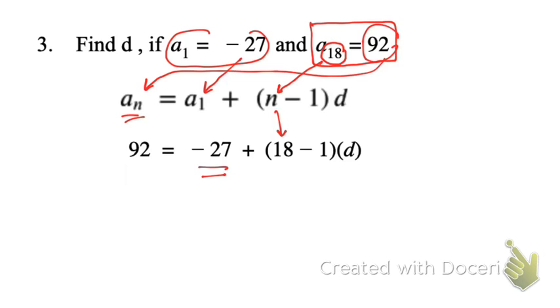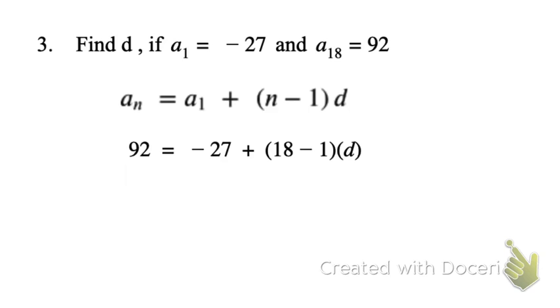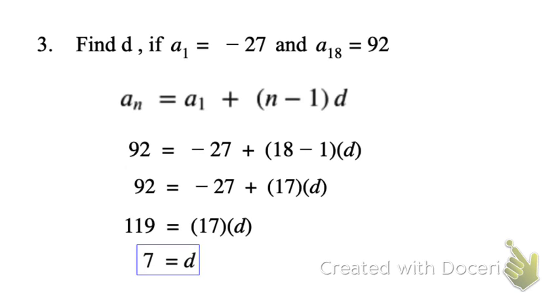And what I say to myself is, how do I get to 92? Start at negative 27, and I'll start adding my D values, which I don't know, or subtracting D, whatever it turns out to be. How many times do I do that? 17 times, 18 minus 1. Well, when we get it all filled in, we can do the math. All right, remember here, you will add your 27 to the other side, get 119, and divide by 17. We find out that D equals 7, which means we were adding 7 as we go.